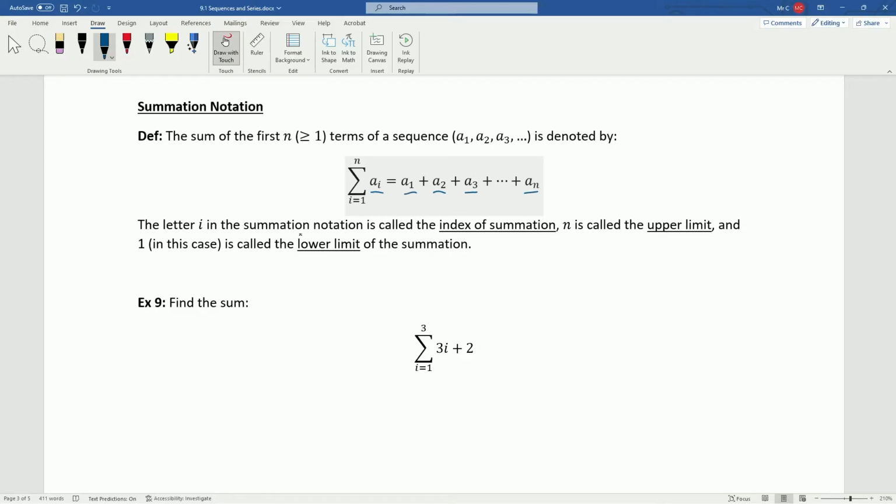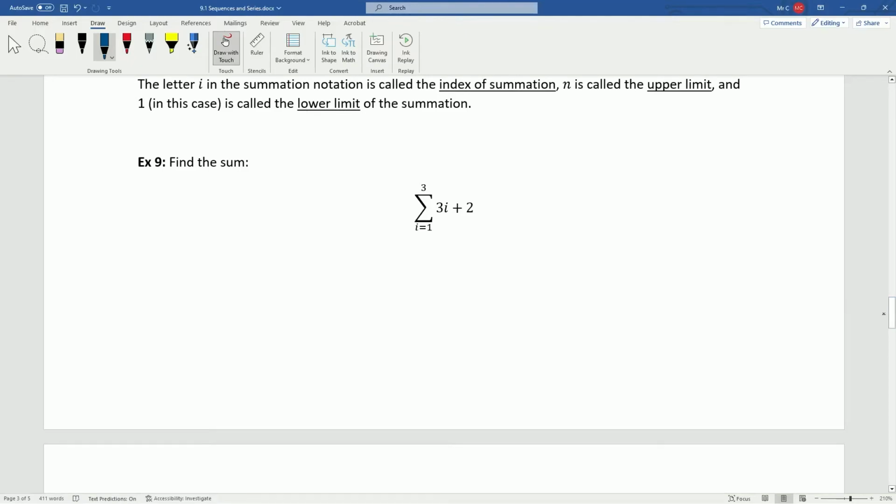So the letter i in the summation notation is called the index of summation. In other words, it's your variable for the summation. n in this is called the upper limit. It tells you when to stop adding things together. And 1 in this case is called the lower limit of the summation. Now, your lower limit doesn't have to be 1. You could start with a number other than 1, but most commonly we'll start with the number 1.